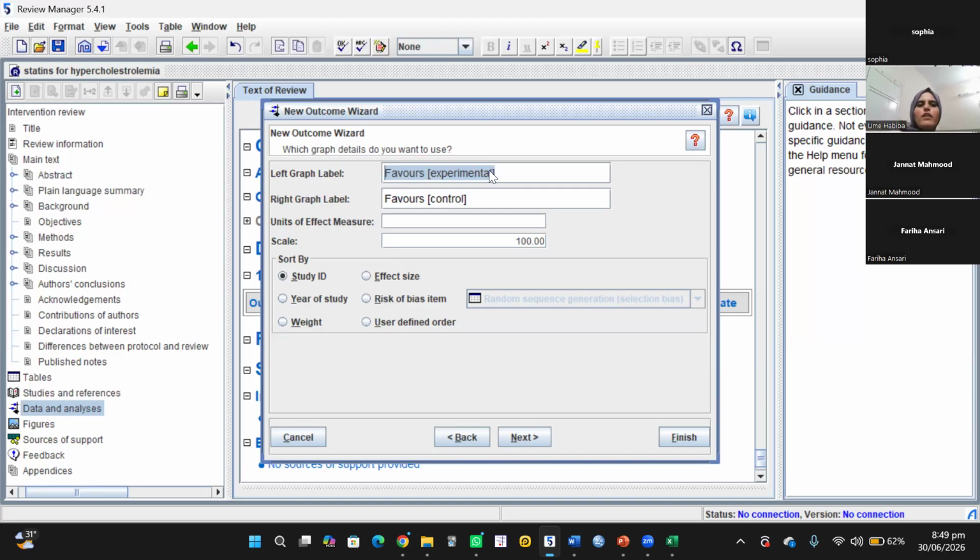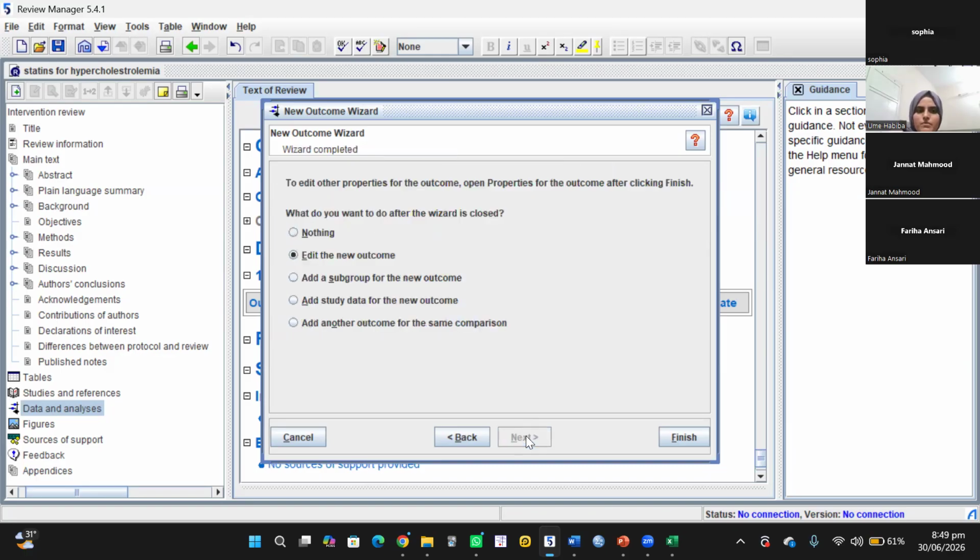I want the left side of my graph to be labeled dual therapy, and I want the right side of my graph to be labeled monotherapy. Right? Makes sense. Sort by study ID. Okay, that's fine. Next.